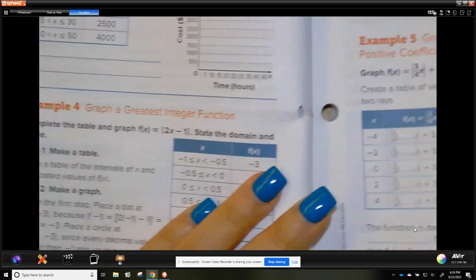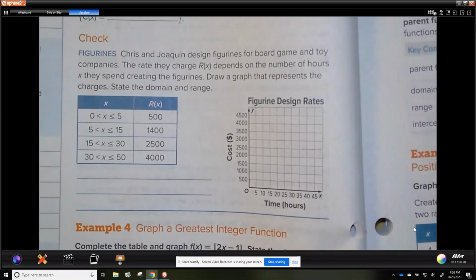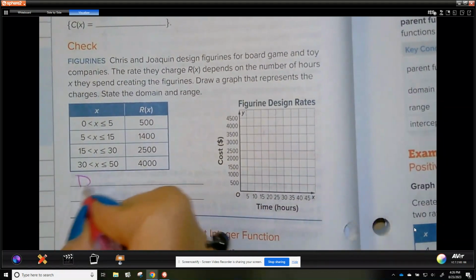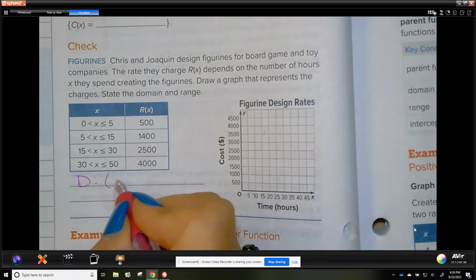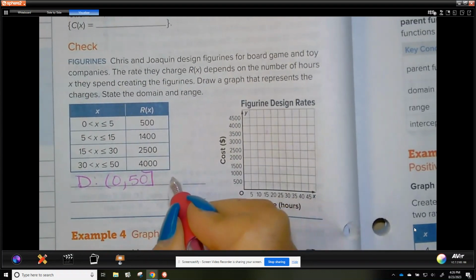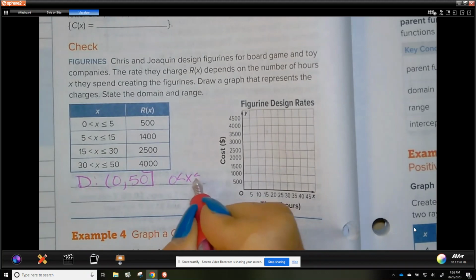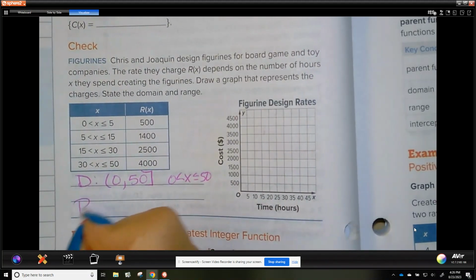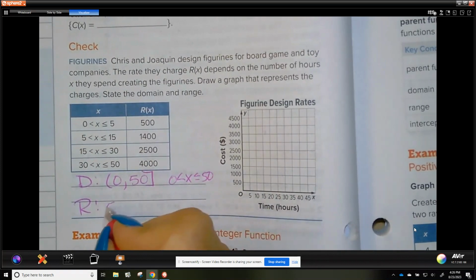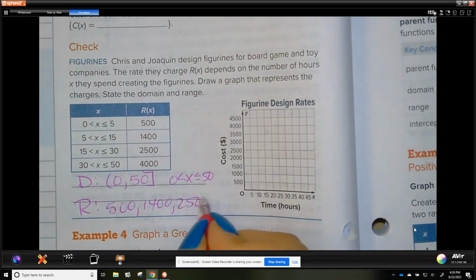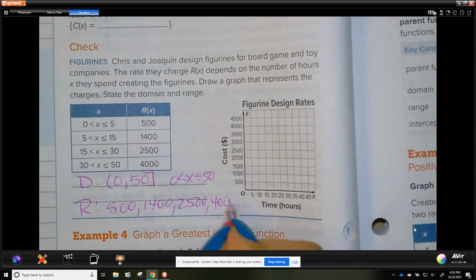Let's do another step function for figuring cost and the number of hours. But first, let's talk about domain and range. Domain is parentheses at 0 up to 50, or you could put 0 less than x less than or equal to 50. Either one of these is correct. And our range is just these 4 values: 500, 1400, 2500, and 4000.